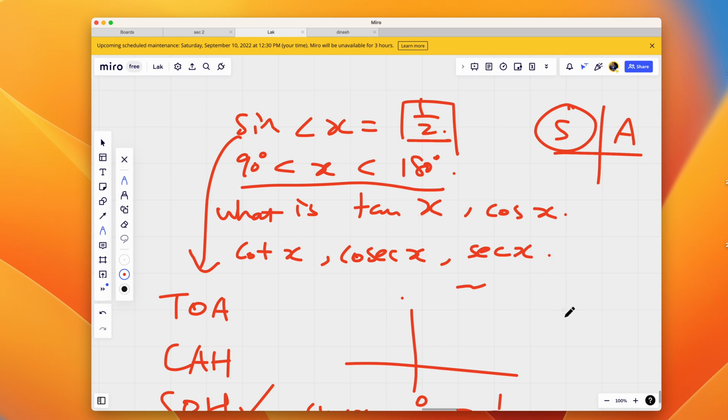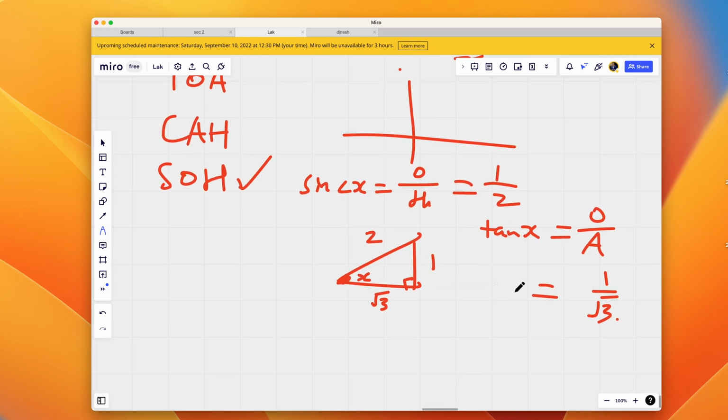So in a way, your tangent x should be negative. Why? Because the angle is in what region? It's the S region, right? So you just write down that the angle is actually in this region. If you want me to find tangent x, my value should be negative.